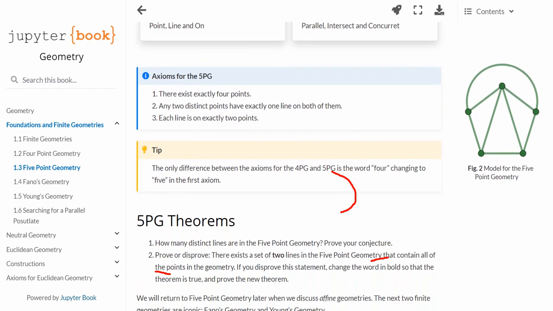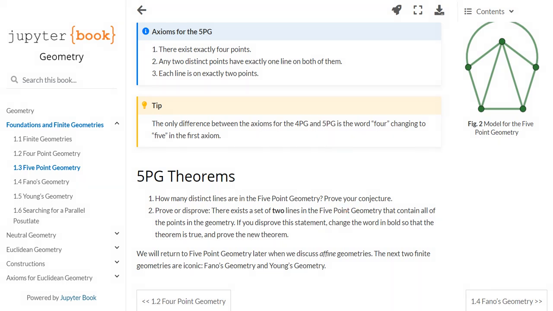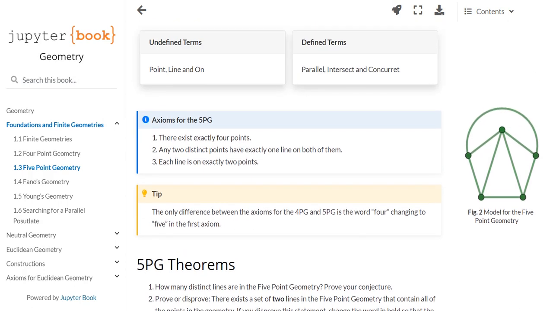There's not a ton of theorems with this because it's so similar to the 4-point geometry. But I would like you to think about this. This is something you should prove or disprove. Does there exist a set of 2 lines in the 5-point geometry which contains all of the geometry, all of the points in the geometry? And then if you disprove, you have to change this word in bold to make it true. Okay? And also you should decide how many points there are in that geometry and prove your conjecture. So those are the simplest ones.